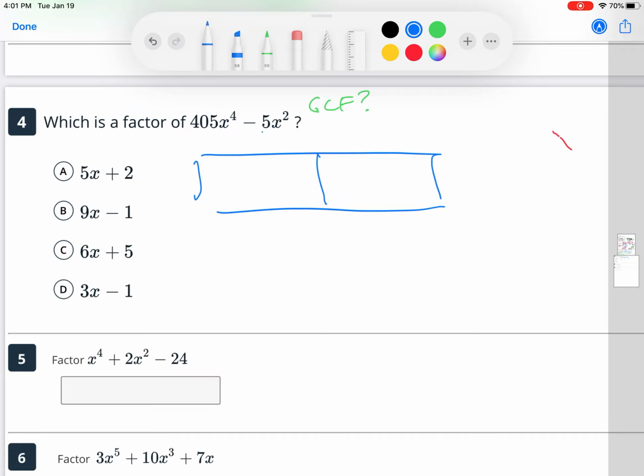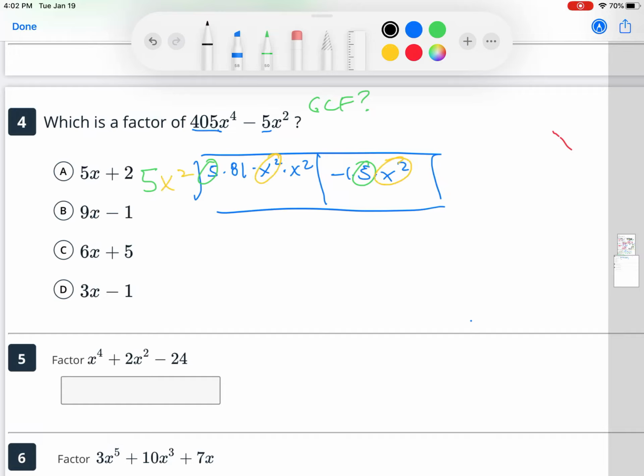Well, I'm going to look ahead and not cheat, but think ahead. 5, and then how many times does 5 go into 40? That is 8. And how many times does 5 go into 5? Goes in once. And then negative 5x squared is negative 1 times 5 times x squared. I'm going to circle the things they have in common. So that is a 5. And they also have x squared.